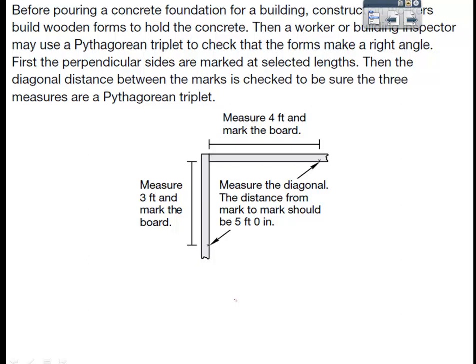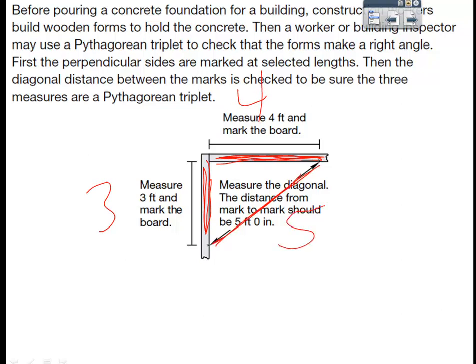So what they're going to do is take this board right here and measure 4 feet, or 4 inches. It wouldn't matter either way. But 4 feet, and on this one here, they're going to measure 3 feet. That's our 3 and our 4. And then they're going to measure the inside here to see if it's a 5.